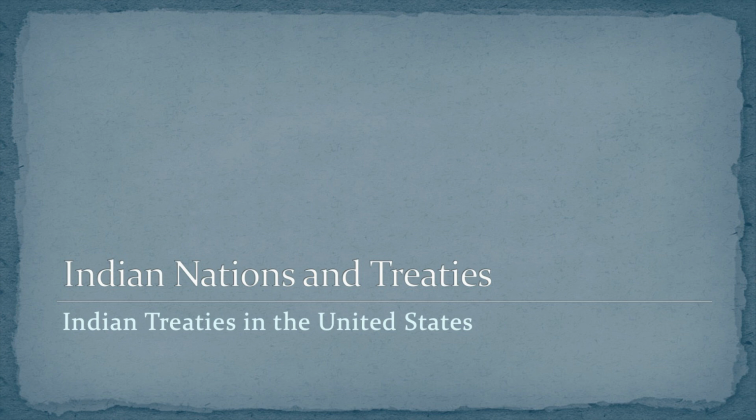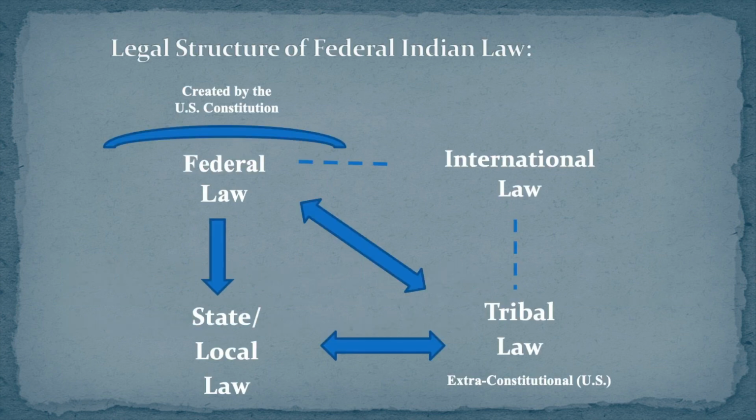Indian nations and treaties, Indian treaties in the United States. You saw part of this optic before, but you only saw it created by the U.S. Constitution, which created federal law. But in this context, we're talking about federal Indian law. There's a relationship between the federal government and tribes, or tribal law.